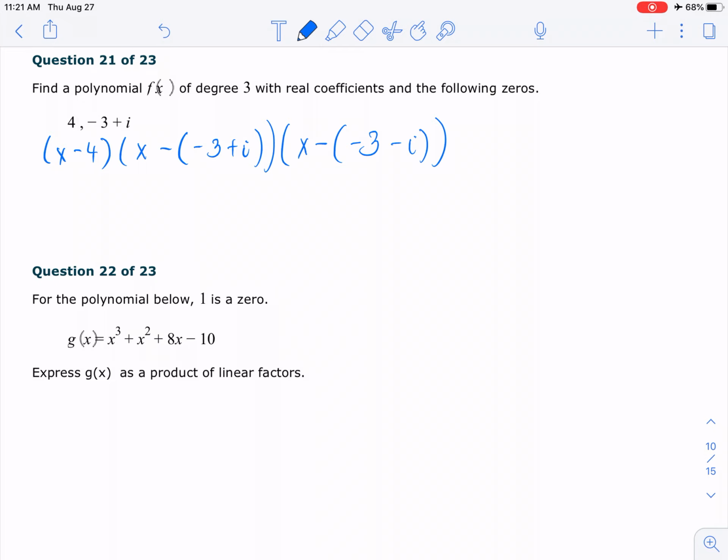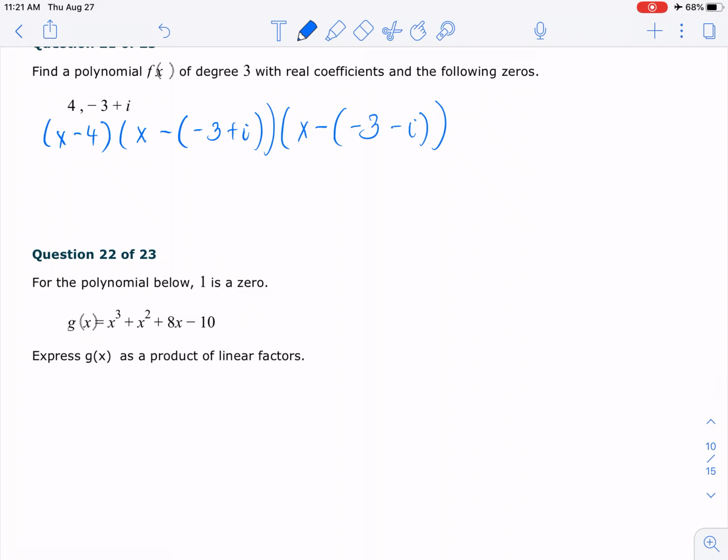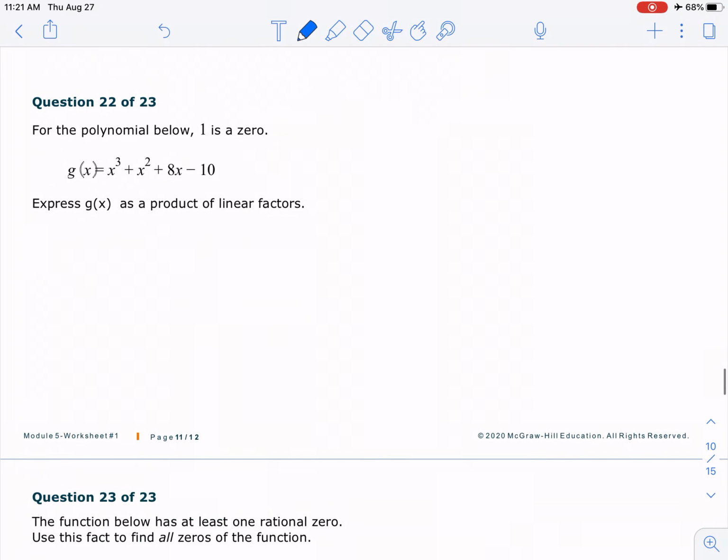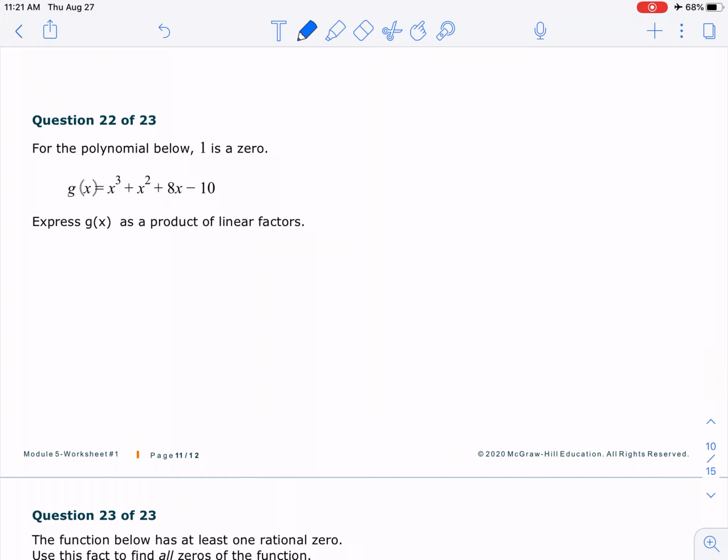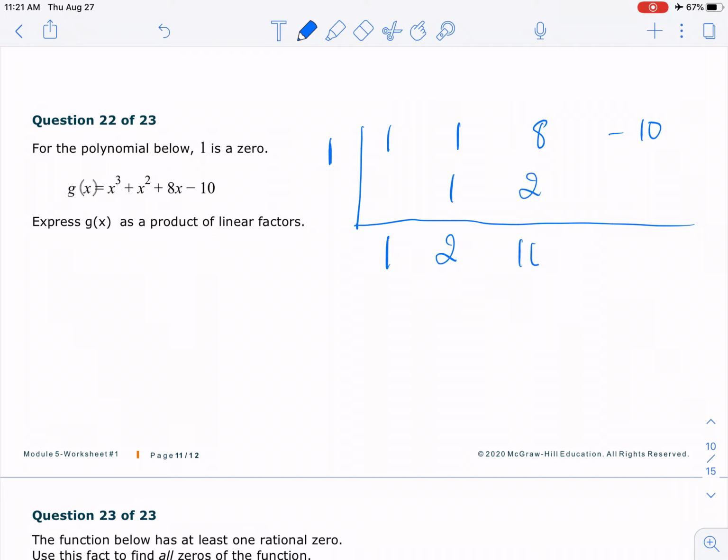Now, for number 22, they give you 1 as a zero, so we can just go ahead and use that 1, and then I can just proceed with synthetic division. I love synthetic division because it's easy. So we have 1, 1, 8, negative 10. Drop down 1, 2, 2, 10, 10, 0. Bingo. Since I have 0, I know for sure that this one right here is a zero.